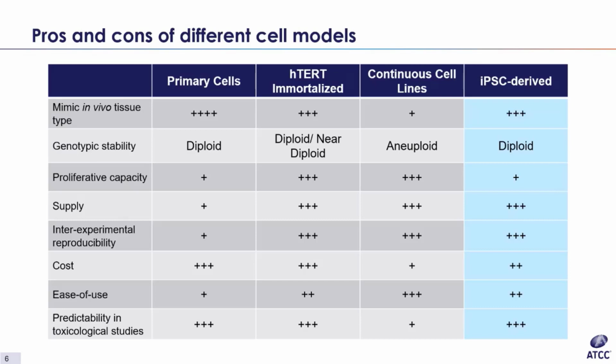to no donor variability. And then last, the star of today's presentation, iPSC-derived primary cells. They significantly mimic in vivo tissue type physiology and genetic stability, and we can generate a great number of production lots from an individual clonal source, which highly limits their lot-to-lot variance.